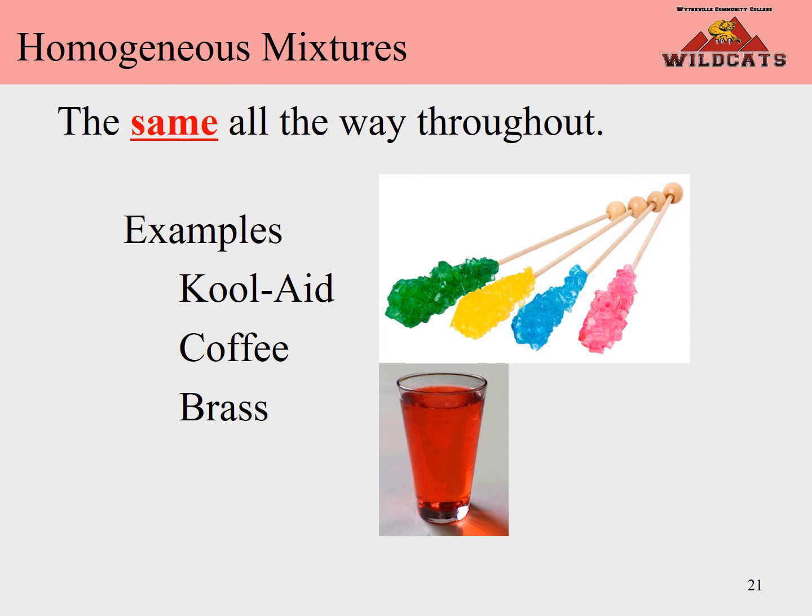So homogeneous mixtures are the same all the way through. Examples: Kool-Aid, coffee, brass. And we've got this rock candy on the right-hand side. That's really a mixture of water and sugar. That's got an interesting story to it. We'll take a look at that in the very last chapter. There's actually some water mixed in with that, and the amount of water determines how hard that candy is going to be. So again, we'll talk a little bit more about that in detail in chapter 10.